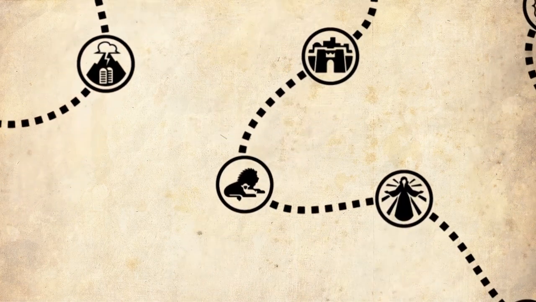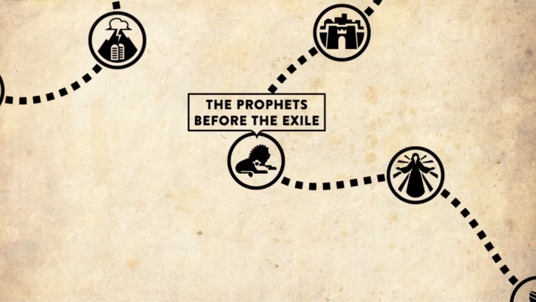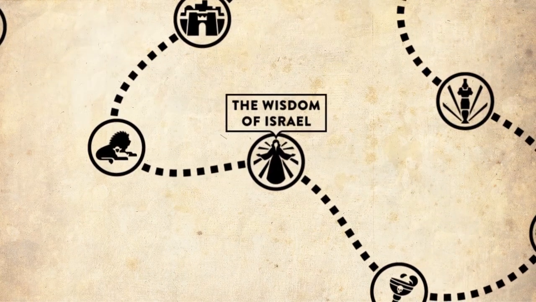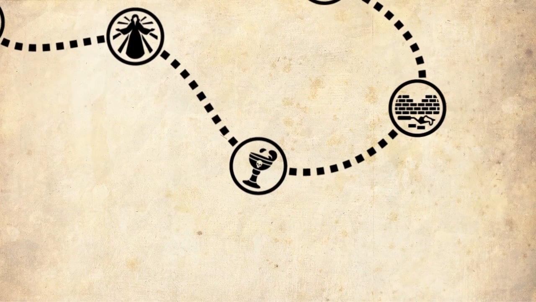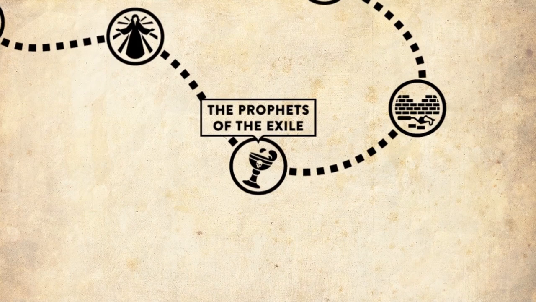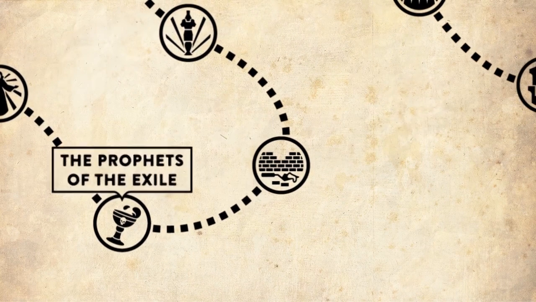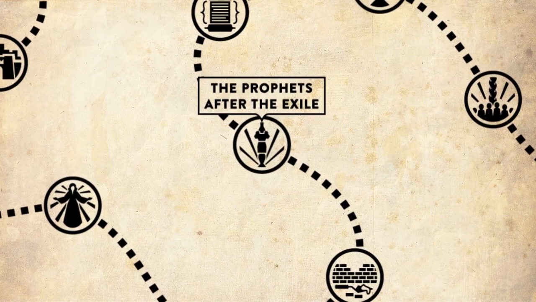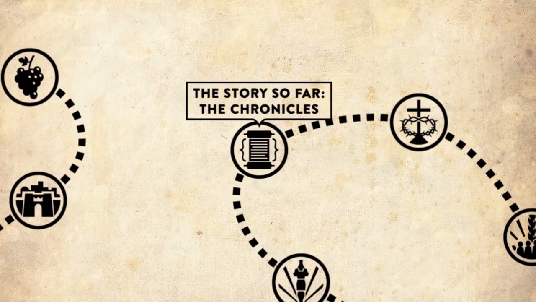Now, the story pauses right here, and you'll read through the poetry of the prophets who lived before Israel's exile, and also of the wisdom writings that reflect on this part of the story as well. After this, the story will pick up again, and you'll read the writings of the prophets who lived during the exile, then about the return of Israel from exile, and the writings of the prophets who lived after the exile. You'll conclude the Old Testament with the book of Chronicles. It's a summary of the story so far and how it all points forward to Jesus.